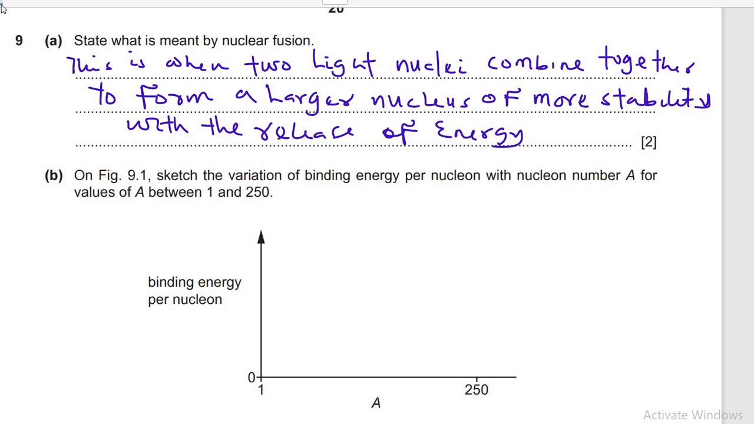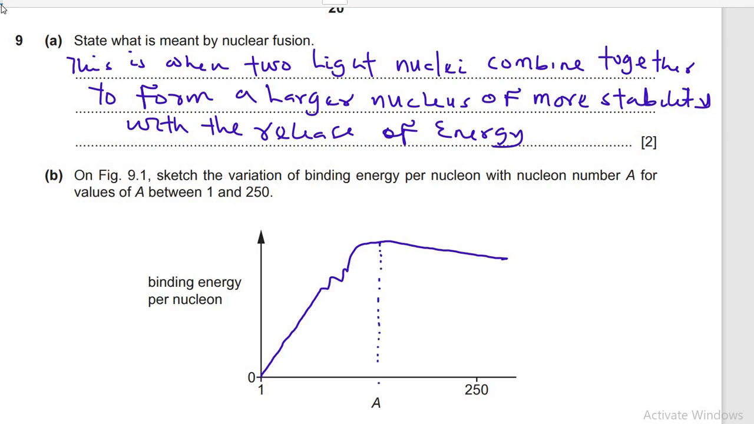Sketch the variation of binding energy per nucleon against A for 1 to 50. Okay, so it's like this. Binding energy is always increasing as the atomic number increases. The point looks like this. The element with the highest binding energy is iron 56. A is 56, 26 iron. That's A. The highest.